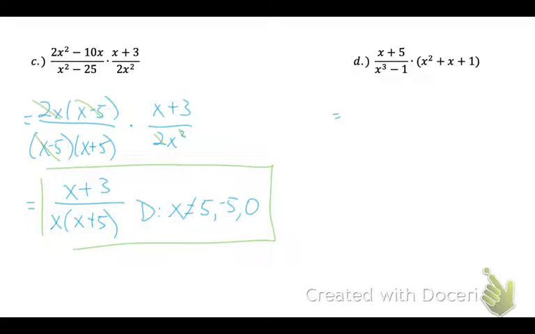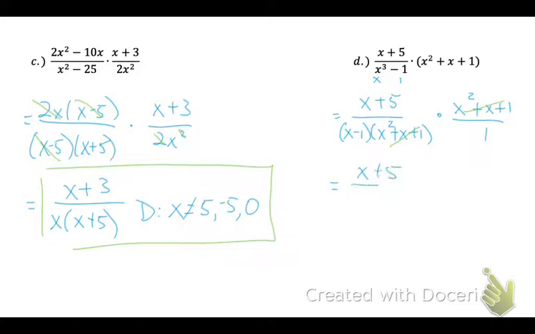All right, now looking at D, we have a difference of two cubes again. So look at that factoring pattern. Our numerator won't factor. Our denominator, we have an x and a 1 that are being cubed, so it will break down as x minus 1 times x squared plus x plus 1, all times that same quadratic, and we'll put it over 1. So our quadratics will divide out, and we'll be left with x plus 5 over x minus 1.